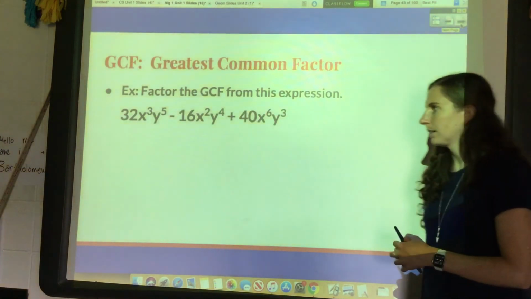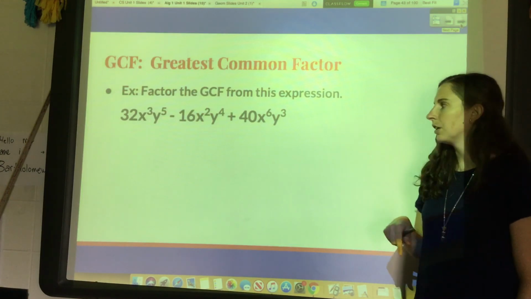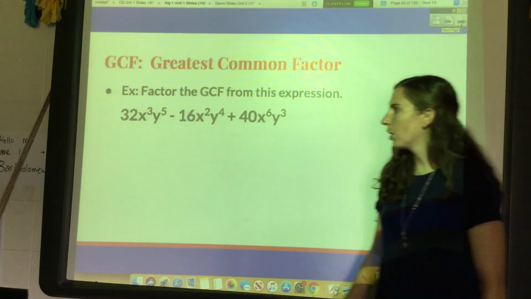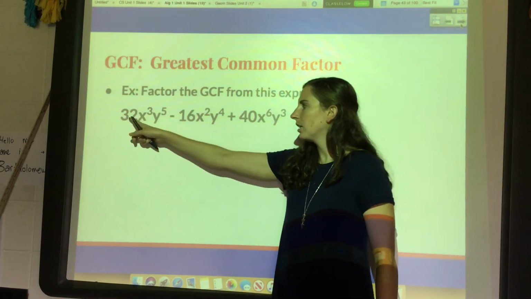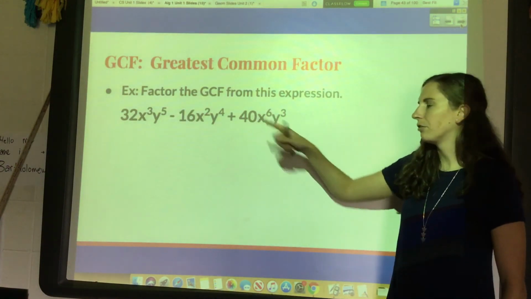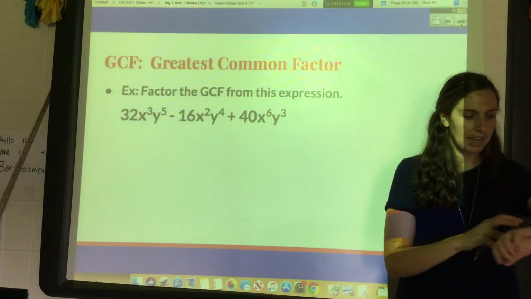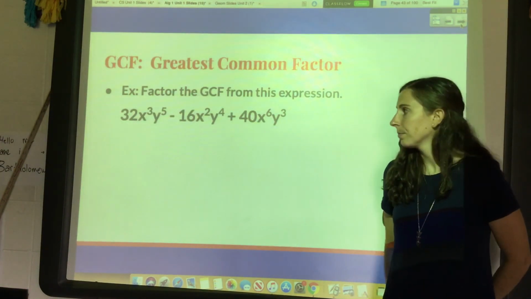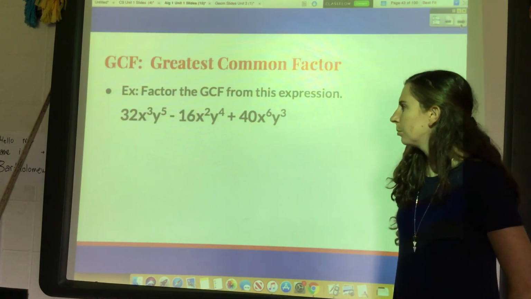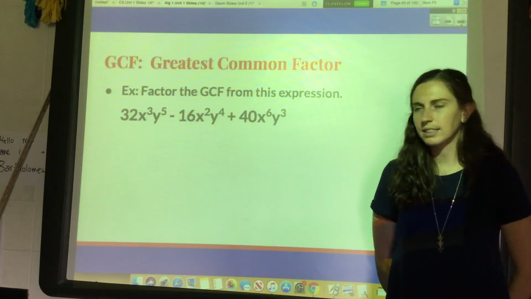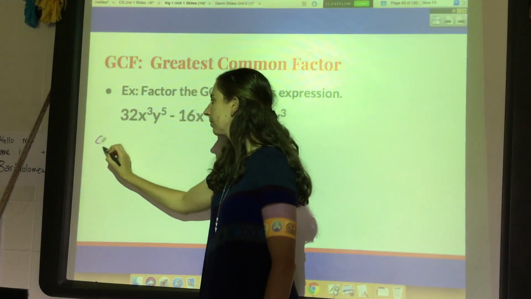Let's try another one. So again, I want to factor out the GCF from this expression. So let's just start with the numbers, because there's a lot going on here. What could I divide 32, negative 16, and 40 all by? I could divide them by a 2, but that is not the biggest amount. I could divide them by a 4, but I think the biggest would be an 8, because we want the greatest common factor.